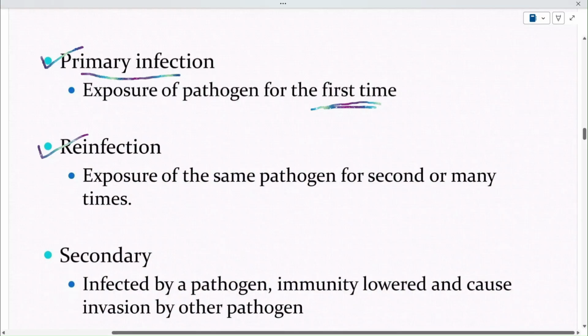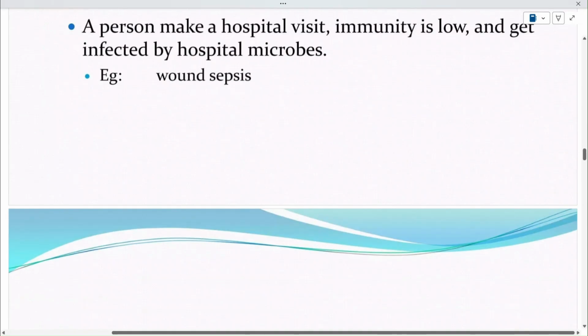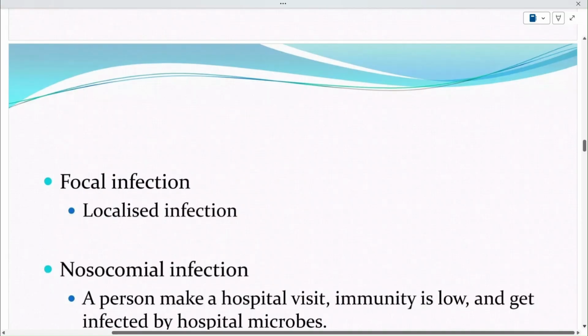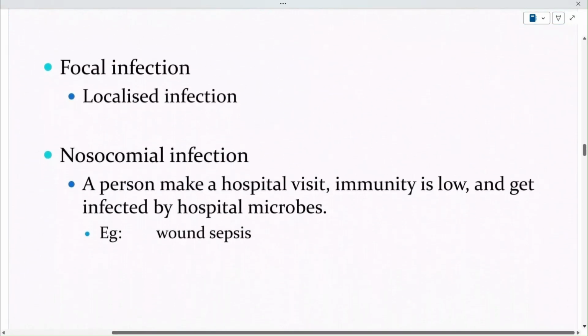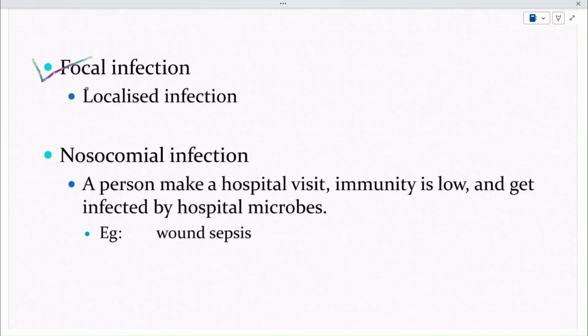So next we have secondary infection. This is when a person infected by a pathogen has lowered immunity, which causes invasion by another pathogen, and it is defined as secondary infection. So next you can see focal infection. Focal infection is defined as a localized infection that shows signs and symptoms or pain in other regions.